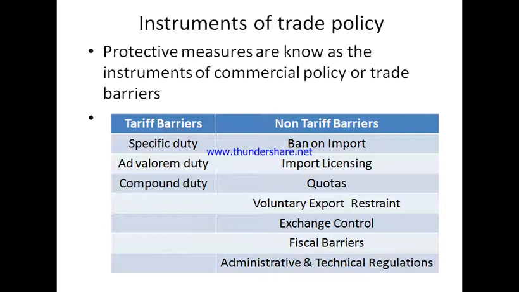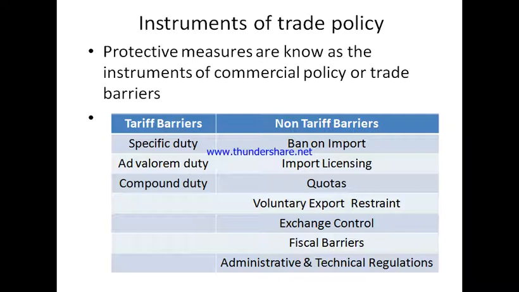Good morning, students. In this lecture, we are going to discuss instruments of trade policies. You can say, what are the various measures that government take as a trade barrier or to promote our export or import through the foreign trade policies.